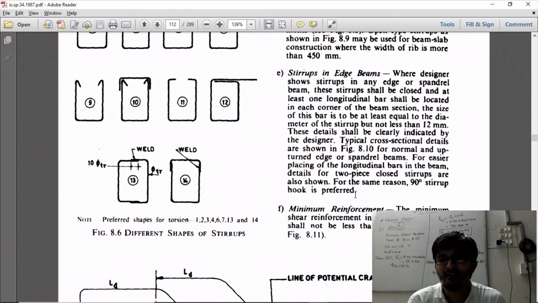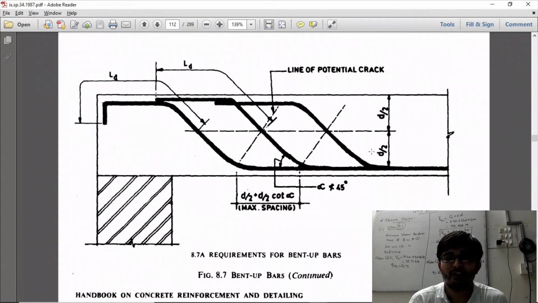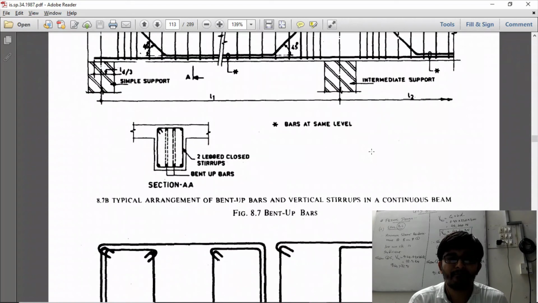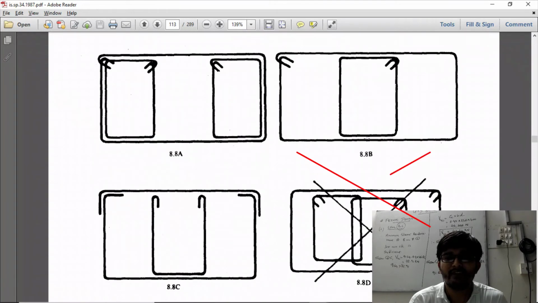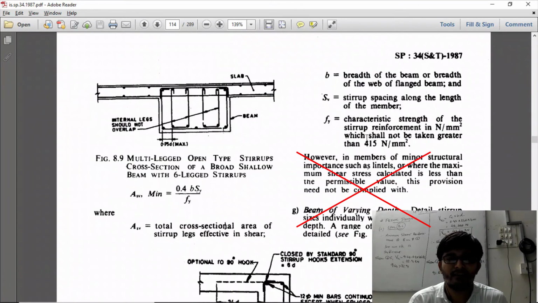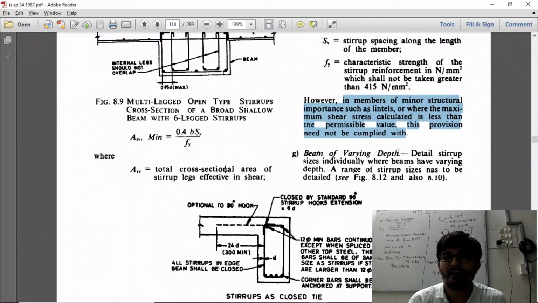Then there is one clause for minimum shear reinforcement: minimum shear reinforcement in the form of stirrups shall not be less than the following, figure number 8.11. So these are different figures, different ways of putting up the stirrups, correct ways and wrong ways. So here is a formula for minimum stirrup reinforcement: 0.4 b sv divided by fy. However, in members of minor structural importance such as lintels, or where the maximum shear stress calculated is less than the permissible value, this provision need not be complied with. That is what we did.